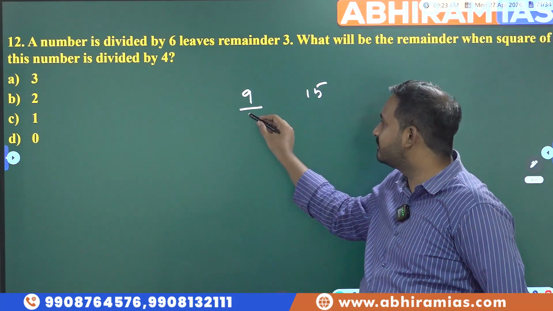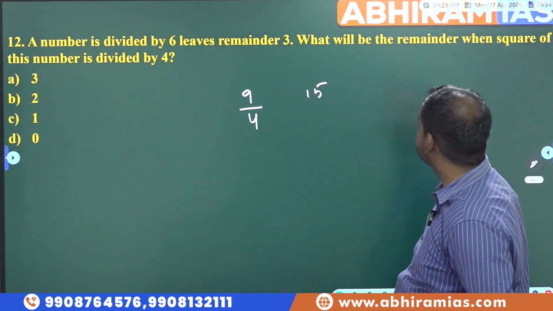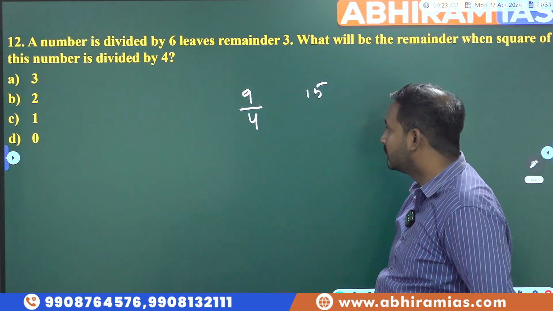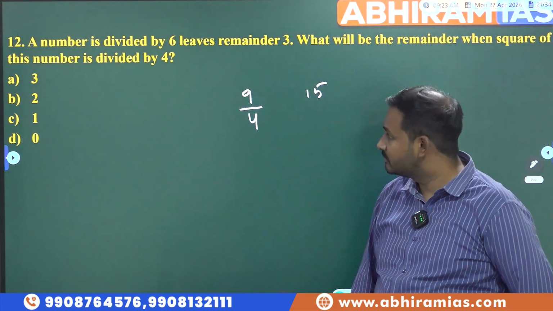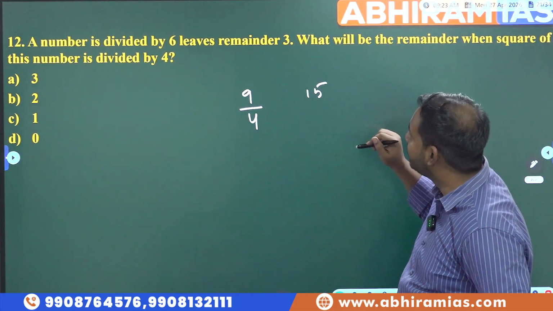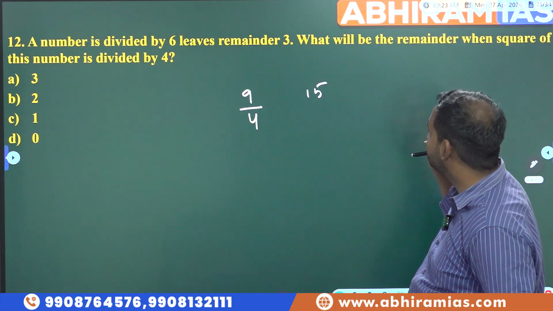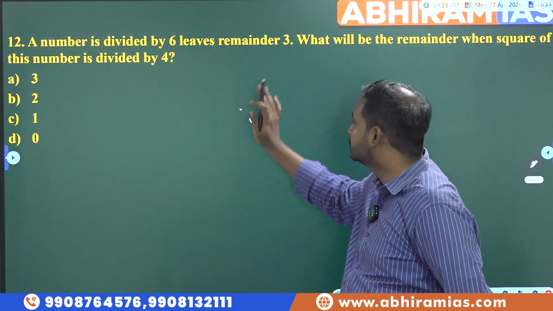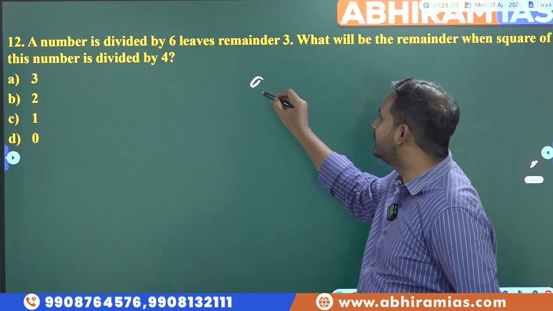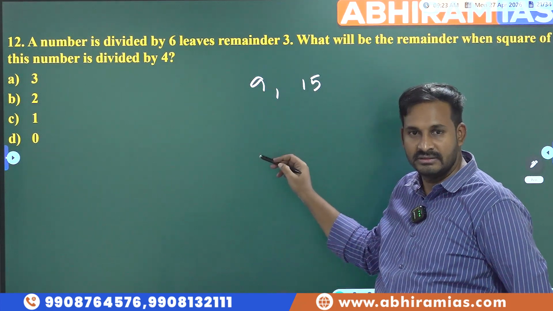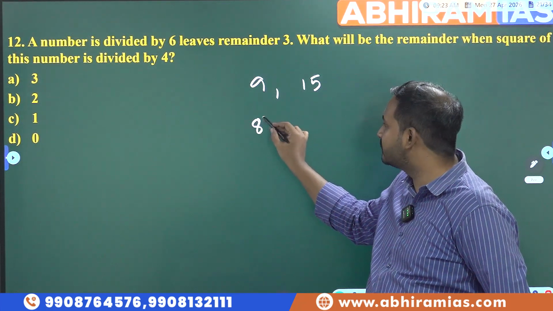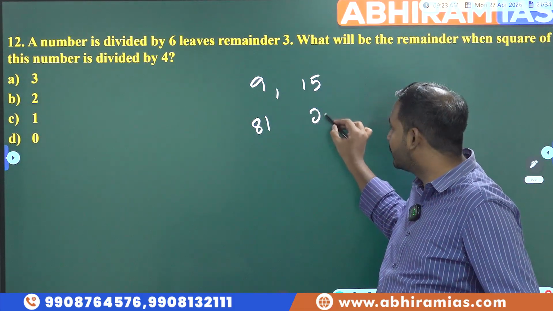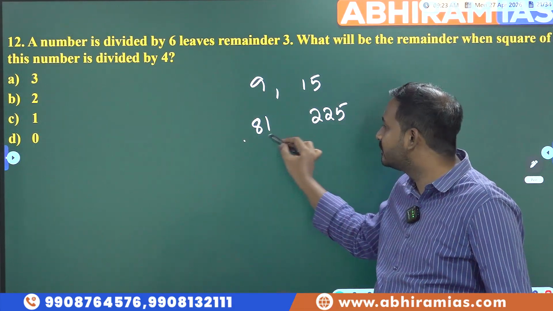వెన్ ద నెంబర్ ఈజ్ డివిజిబుల్ బై 4, వాట్ ఈస్ ద రిమైండర్? ఏ నెంబర్ ఈజ్ డివైడెడ్ బై 6 లీవ్స్ రిమైండర్ 3. What will be the remainder when the square of this number? Sorry, actually the numbers are what? 9, 15, right? Squares means what? 9 square is 81, 15 square is 225. Now I should divide the squares with what?